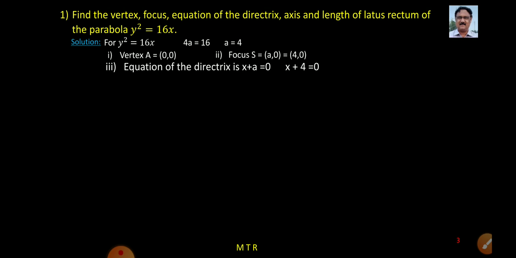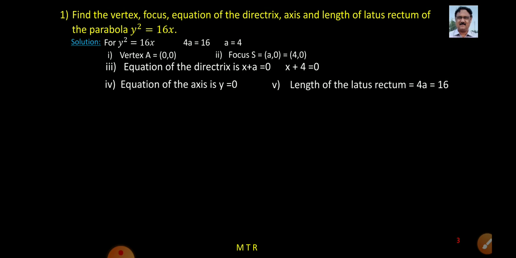And the equation of the directrix is x + a = 0. So here a is 4, x + 4 = 0. The equation of the axis: here the square is for y, so y = 0 is the equation of the axis. And the length of the latus rectum, in our formula, is 4a. 4a = 16.